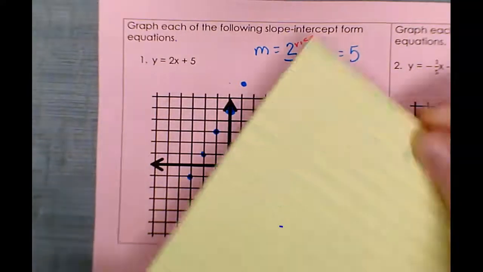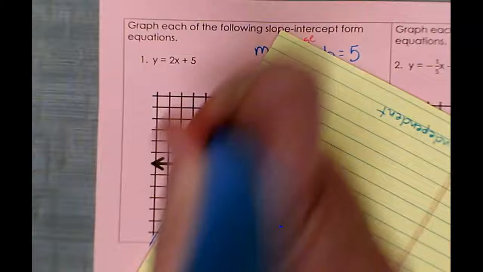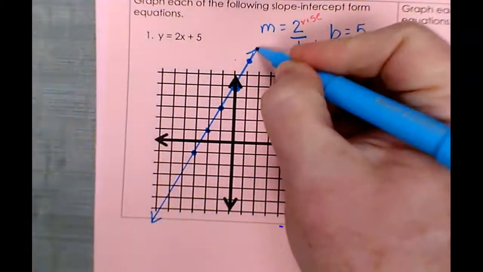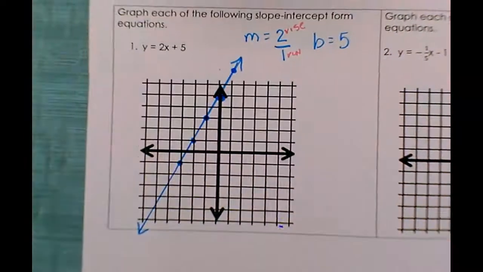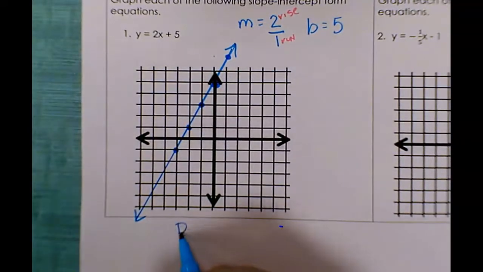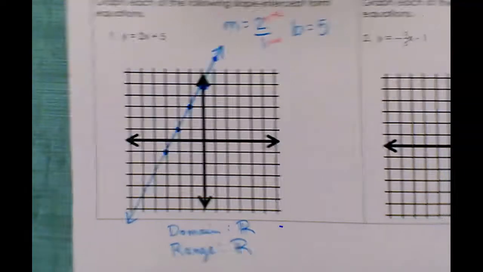Those of you in Cami can use your line tool. And a good line has arrows on the end because the line keeps going on and on forever. It didn't ask it, but just let me remind you that the domain is going to be all real numbers, and the range is going to be all real numbers because it has arrows on both ends.